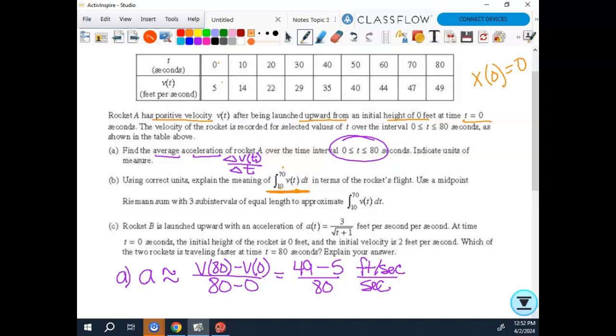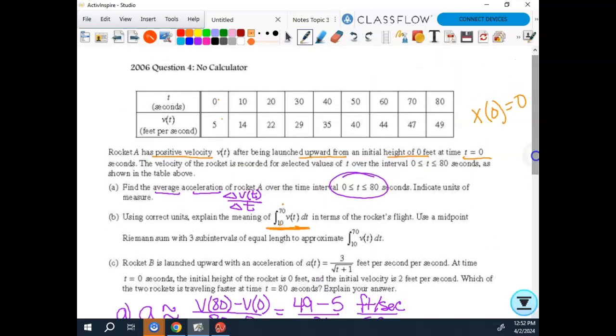And then in terms of the rocket's flight, use the midpoint Riemann sum with 3 subintervals. Pay attention to this also, because this is something that kind of hurt y'all on a test that we did. We're not doing the whole thing. It's going from 10 to 70. So don't use everything just because it's there. And you need 3 subintervals. So we have to make sure we're reading that and doing 3 subintervals and that they are actually evenly spaced. Okay? Make sense with that?